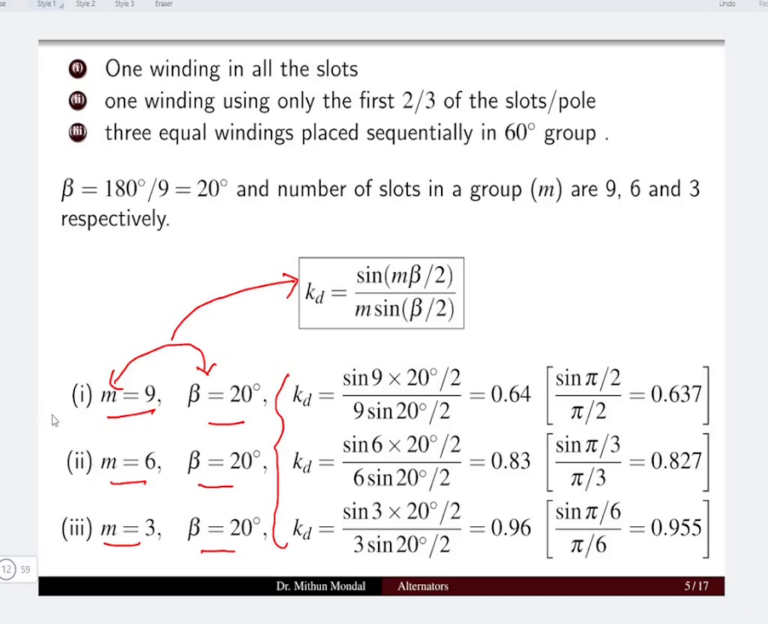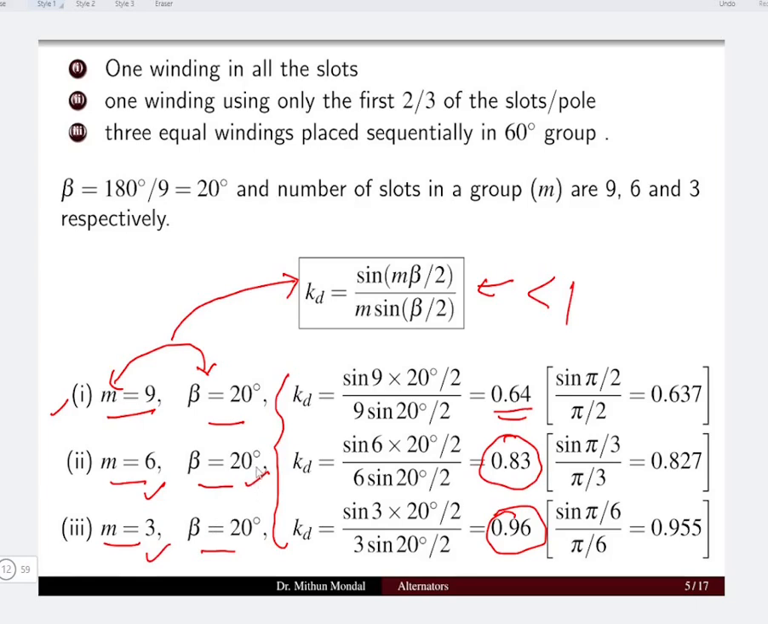So for the first case, putting the value of m to be 9 and beta to be 20 degree in the equation of the distribution factor, we get the value as 0.64, and for the second case, substituting the value of m to be 6 and beta to be 20 degree, we get 0.83 and 0.96 for the third case as usual. Here we can see that Kd is also less than 1.